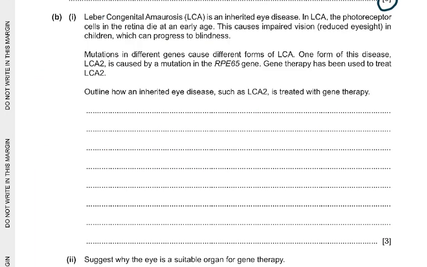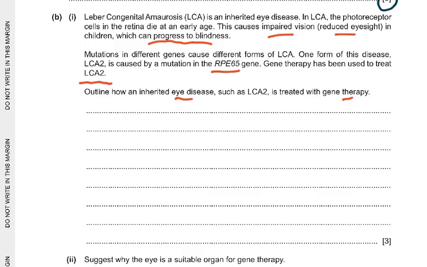Part B1. Leber congenital amaurosis, LCA, is an inherited eye disease. In LCA, the photoreceptor cells in the retina die at an early age. This causes impaired vision, reduced eyesight in children, which can progress to blindness. Mutations in different genes cause different forms of LCA. One form of this disease, LCA2, is caused by mutation in the RPE65 gene. Gene therapy has been used to treat LCA2. Outline how an inherited eye disease such as LCA2 is treated with gene therapy.